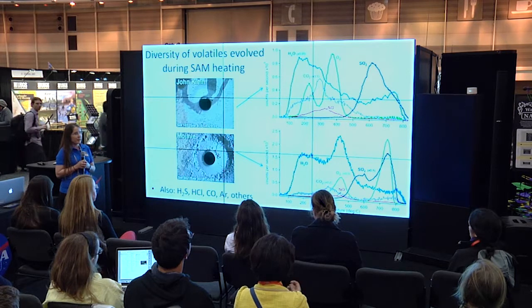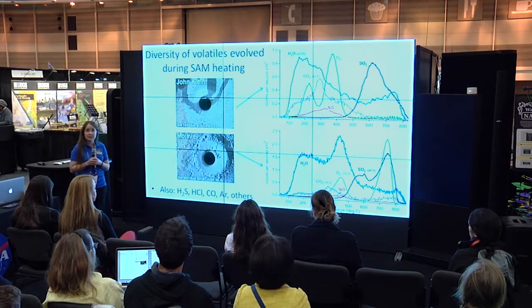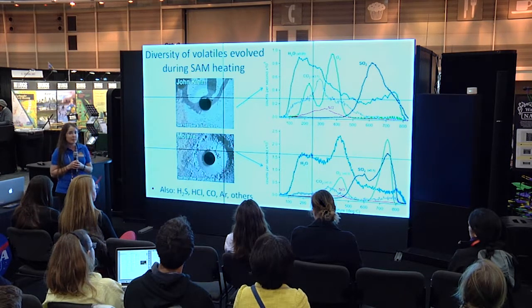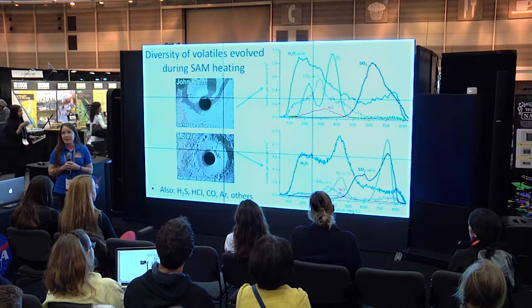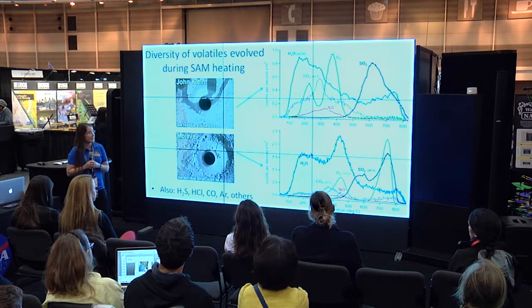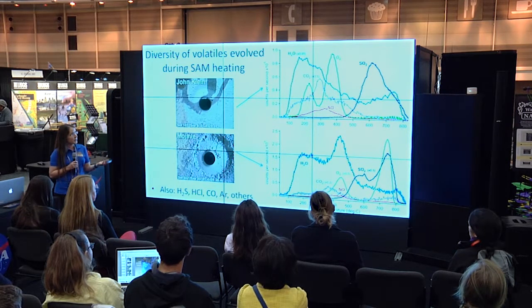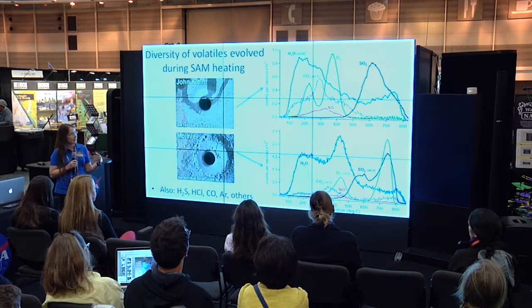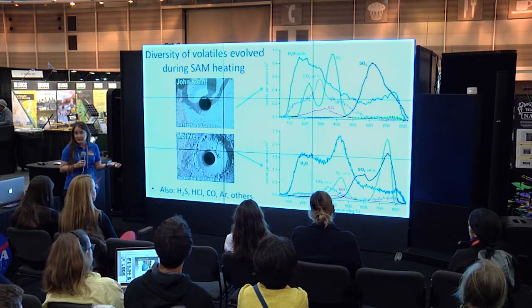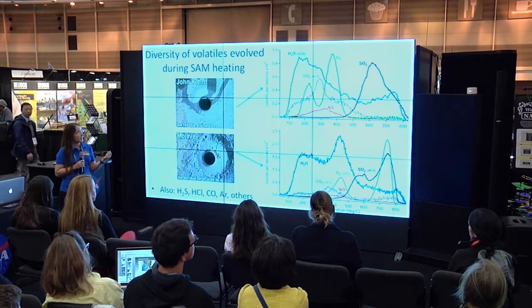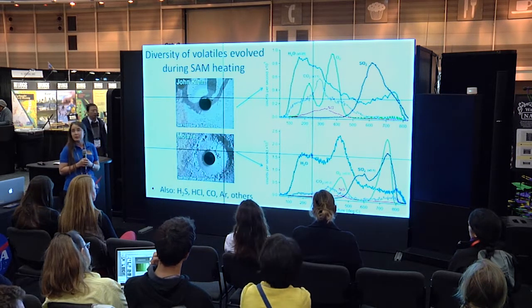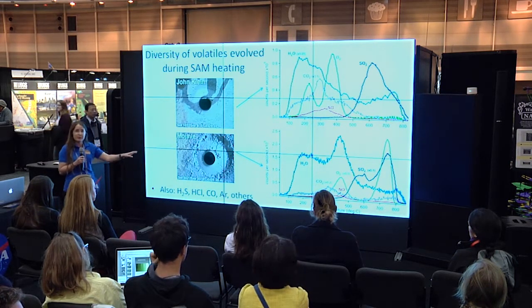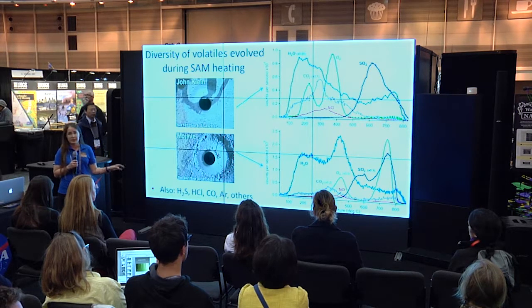CO2 in the samples can come from the decomposition of carbonate minerals in the samples and also from oxidized carbon or the oxidation of organic compounds. I won't go into that in detail because the talk right after me will talk about organic observations. SO2 and H2S can be from sulfates or sulfides in the samples. And finally, NO, highlighted in red, indicates the presence of nitrate salts in these samples. And this was interesting. This is the first in situ detection of nitrate salts on Mars.